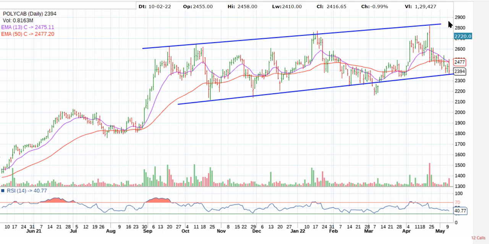But again, I am not suggesting a trade here. You can take the advice of your financial advisor. This is more of a technical setup that has formed on this chart, and on the basis of this, these conclusions are being drawn.